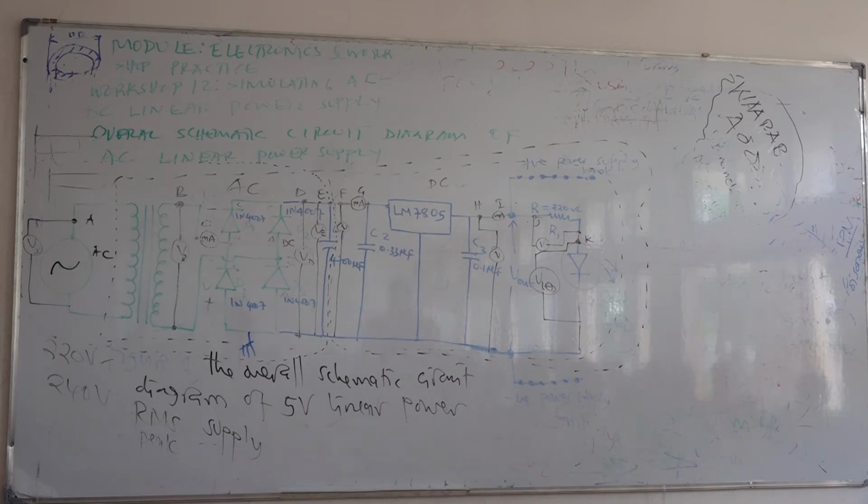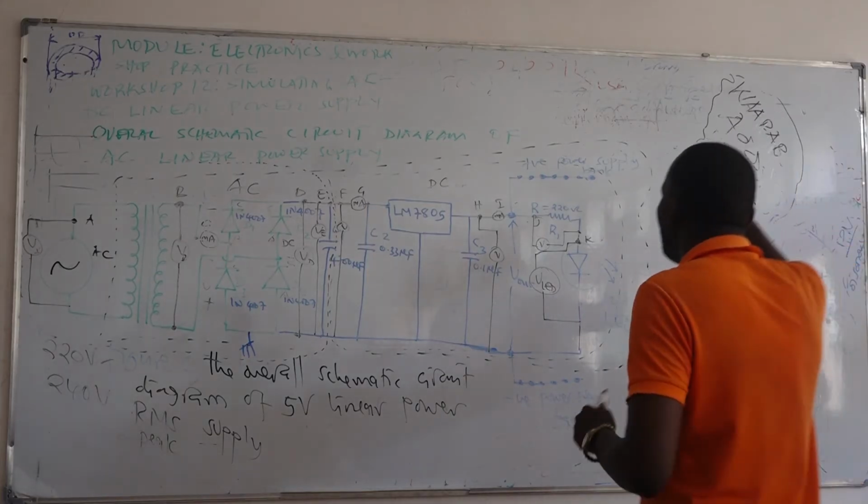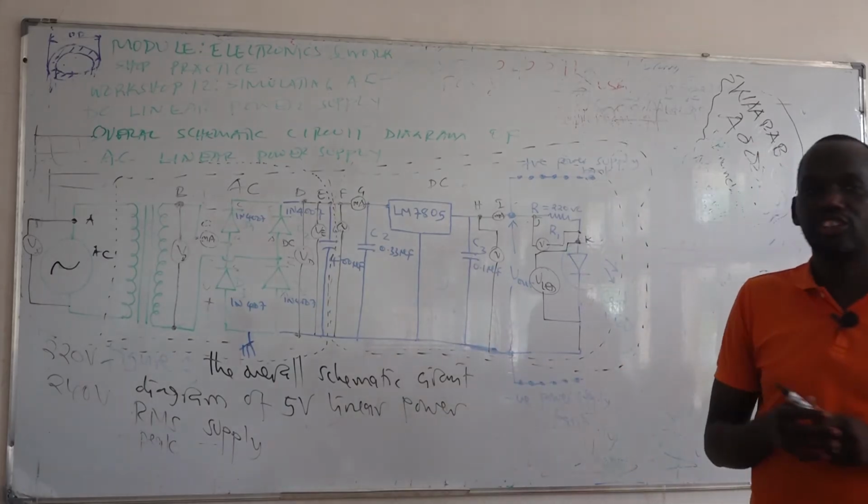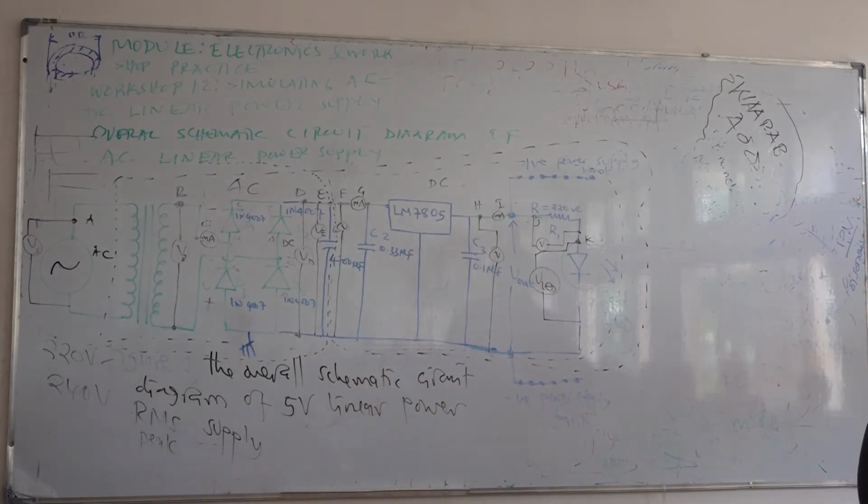Class, are we together? Yes. Is it clear? So now you may have table 40 result for this schematic circuit diagram. So if it is clear, now let us go to the simulation part.